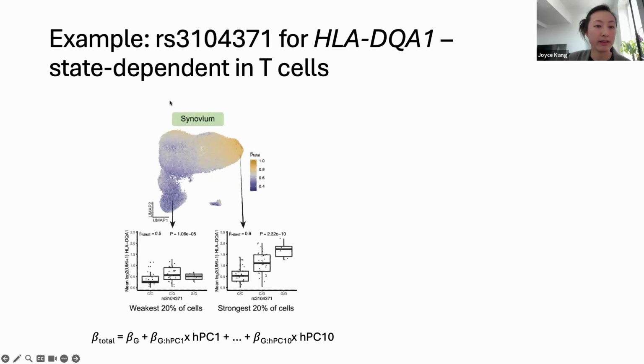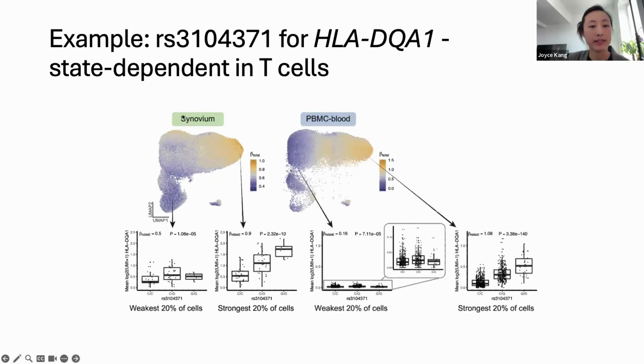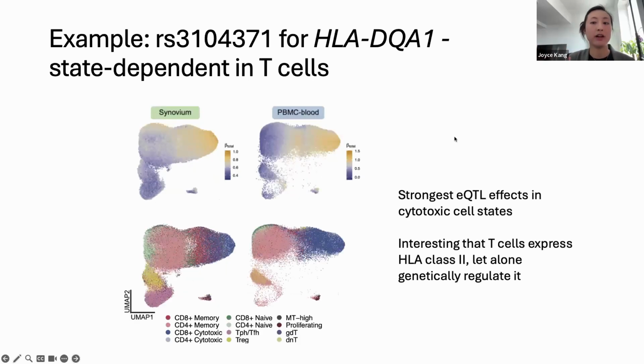This was with data from the synovial tissue data set, and we found that even in T cells from the blood data set, the same effect replicates in a completely different context. If we map this onto the actual T cell states, we saw that this stronger effect was happening in more cytotoxic T cell states compared to naive T cell states.